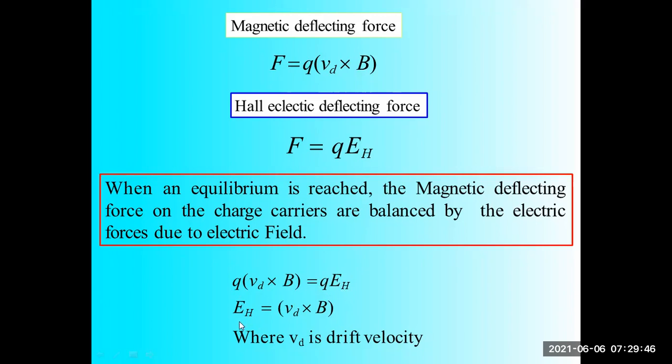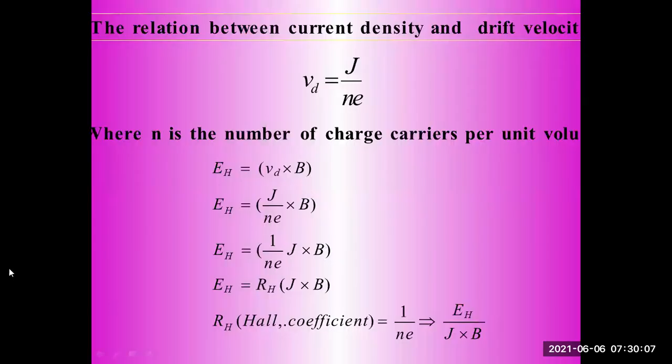So now E suffix H, E_H, is equal to V_D into B, and V_D is the drift velocity. I told you in the previous slide also, whatever current is flowing is called drift current. So the relation between the current density and the drift velocity is given by V_D is equal to J by NE, since you already know J is equal to NE V_D.